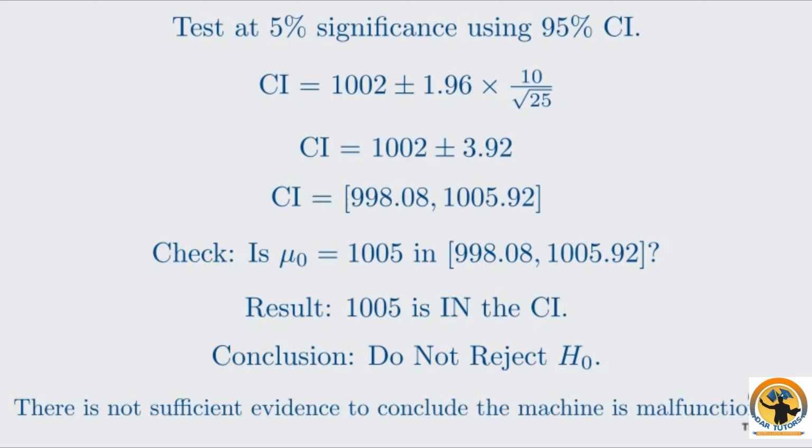We do not have sufficient evidence at the 5% level to conclude that the machine's mean dispensing volume is no longer 1005 ml. Despite the sample mean being lower, the difference is not statistically significant. It could have happened by chance. Let's summarize what we've learned. We've learned to construct confidence intervals using the formula x bar plus or minus z alpha over 2 times the standard error. We've seen that confidence level determines the critical z-score, and sample size determines the standard error.